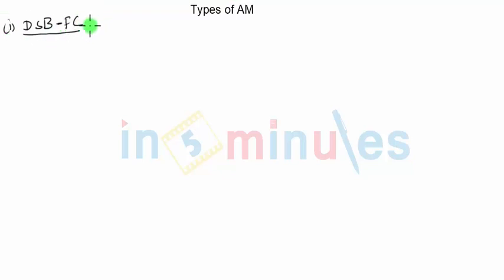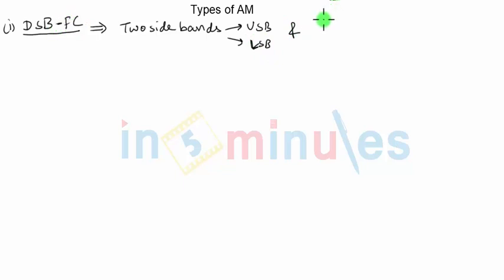Double sideband full carrier simply means that the signal that we are transmitting has two sidebands. That's why double sideband, DSB. Now these two sidebands are nothing but upper sideband and lower sideband that we already discussed. And apart from that, FC means full carrier. That means apart from transmitting two sidebands, we are also transmitting the entire carrier signal from the transmitter side. So the entire carrier is what we are transmitting, and that's why the name full carrier. And because we are transmitting two sidebands, it is double sideband, DSB.